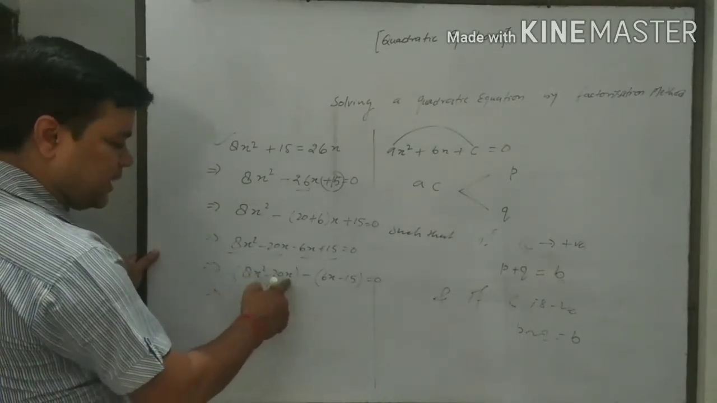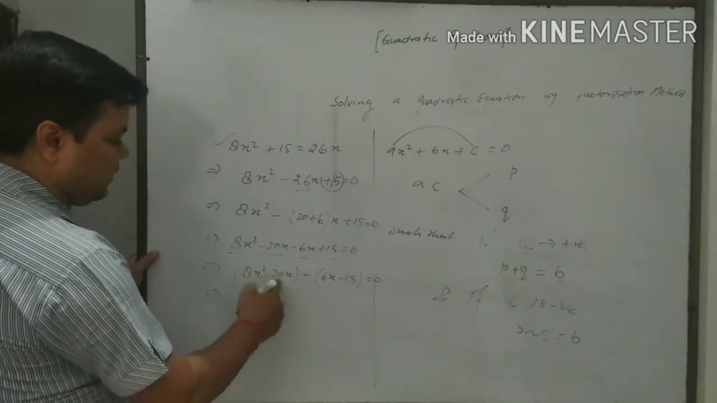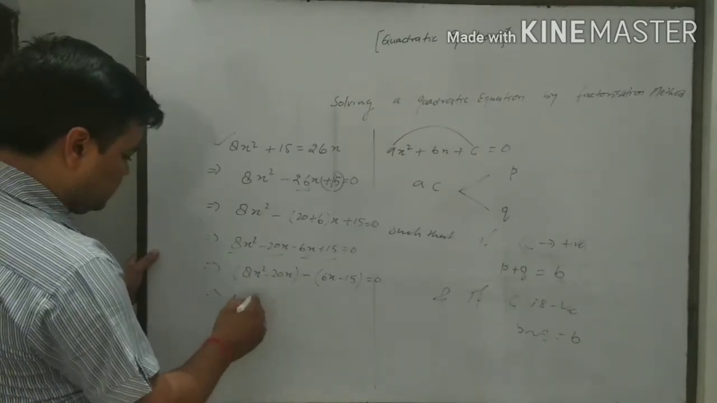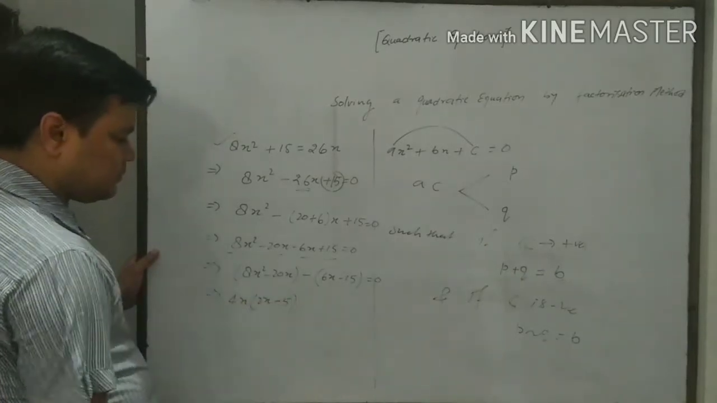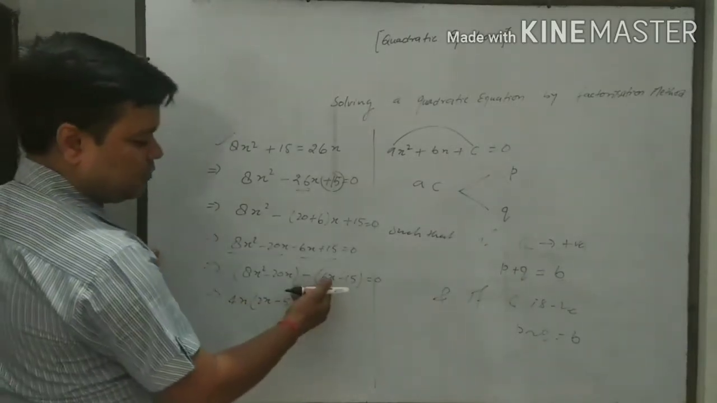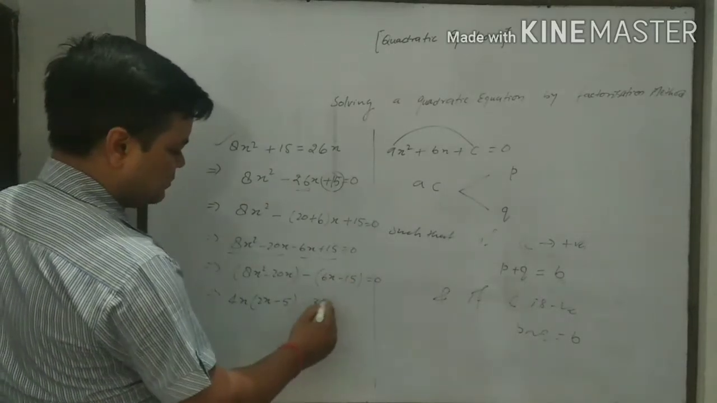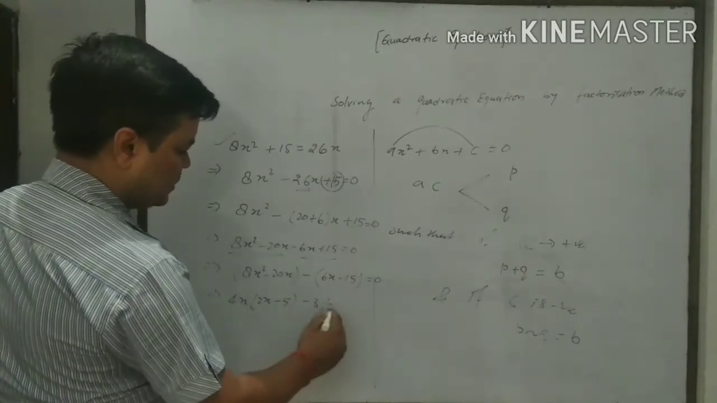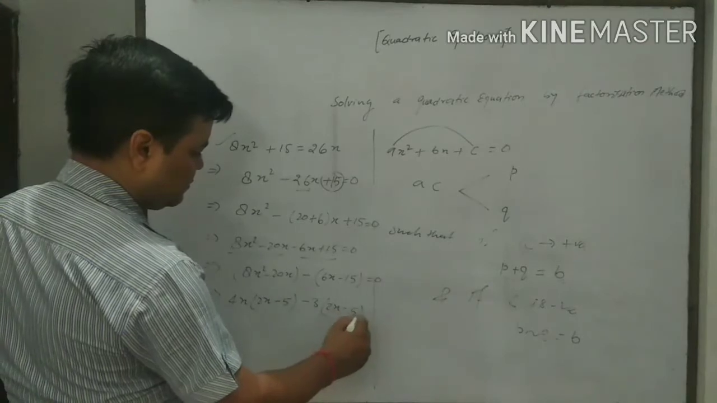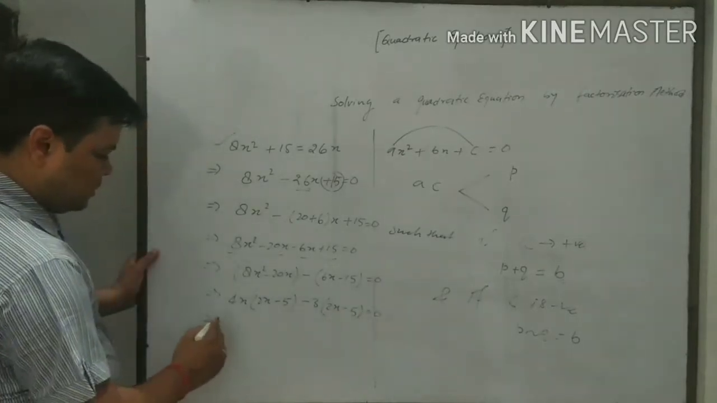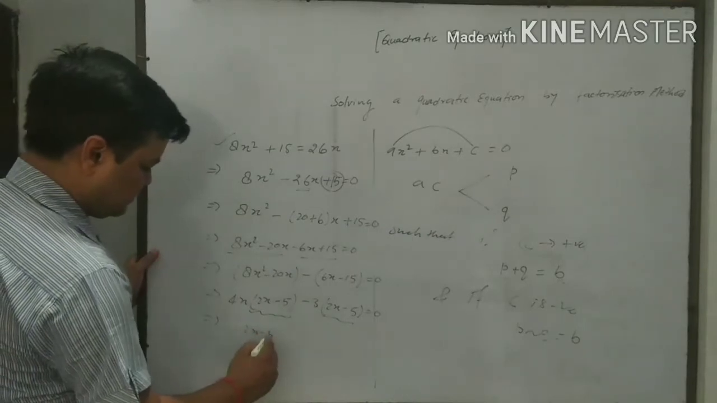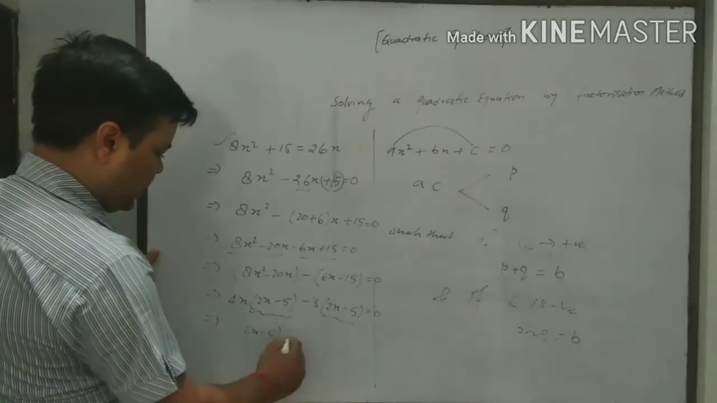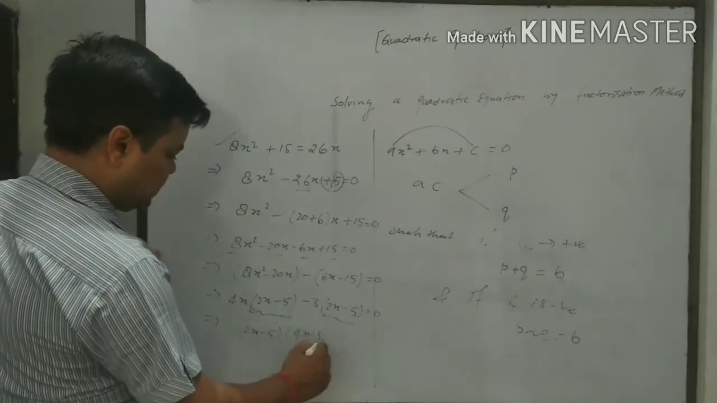4x is common. 8 and 20, what is the HCF? 4. It will be 2x minus 5. Similarly, what is the HCF of 6 and 15? That will be 3. Then 3 twos are 6, 3 fives are 15, so 2x minus 5 is equal to 0. Now what is common? This is common, 2x minus 5, and here 4x minus 3 is equal to 0.